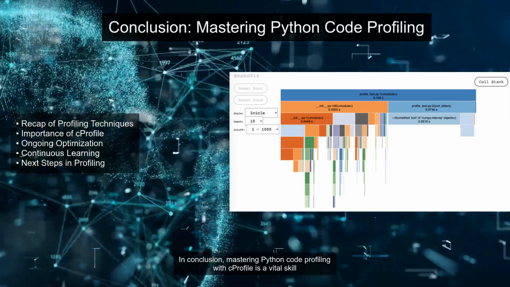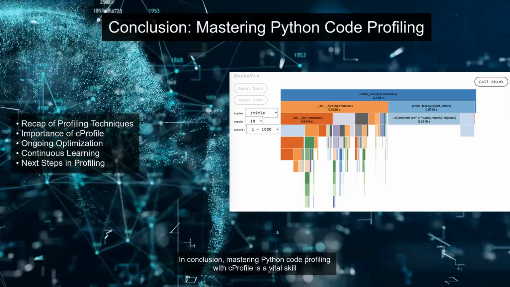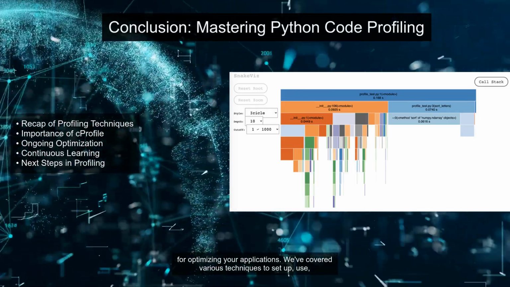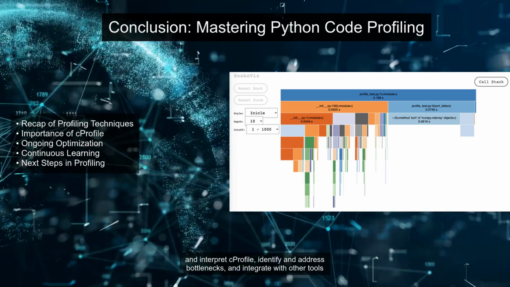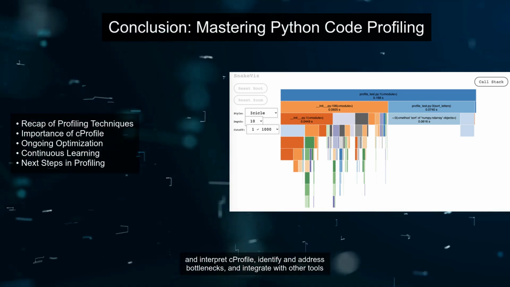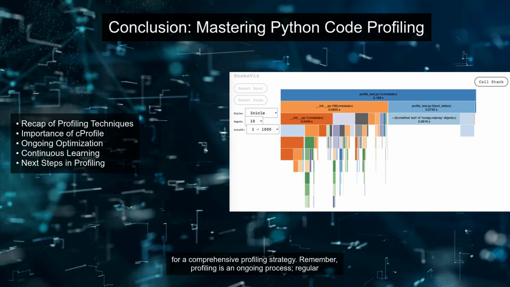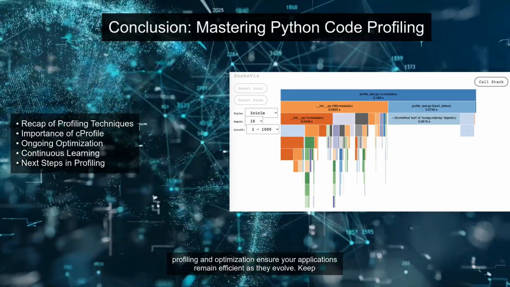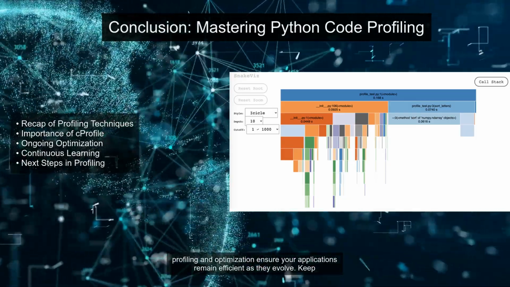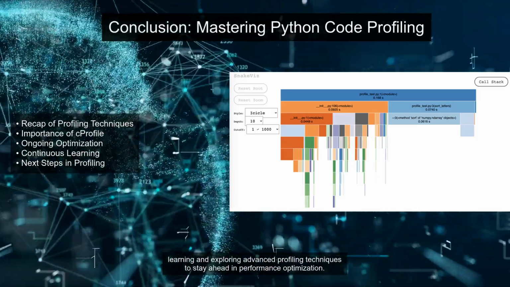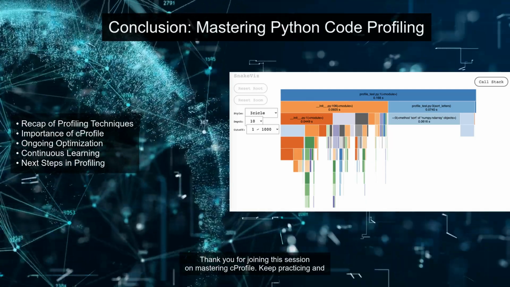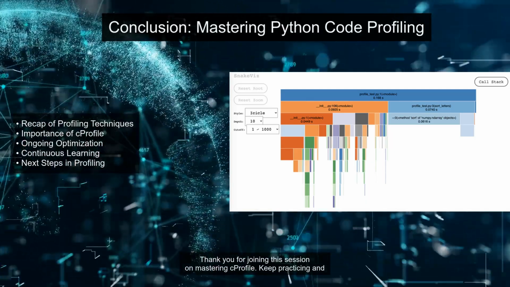In conclusion, mastering Python code profiling with cProfile is a vital skill for optimizing your applications. We've covered various techniques to set up, use, and interpret cProfile, identify and address bottlenecks, and integrate with other tools for a comprehensive profiling strategy. Remember, profiling is an ongoing process. Regular profiling and optimization ensure your applications remain efficient as they evolve. Keep learning and exploring advanced profiling techniques to stay ahead in performance optimization.